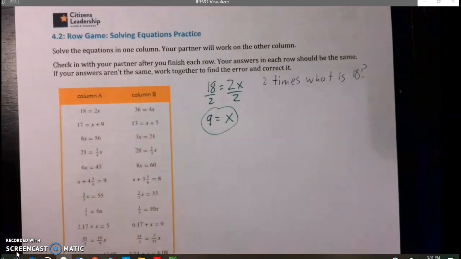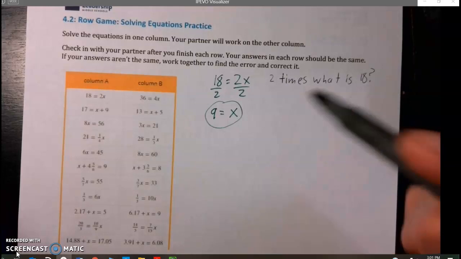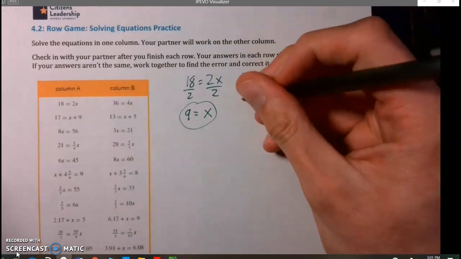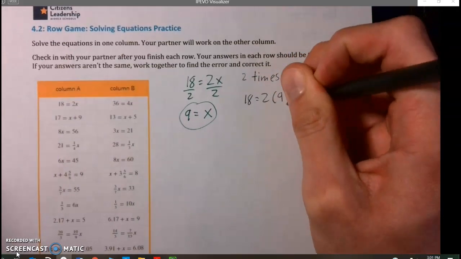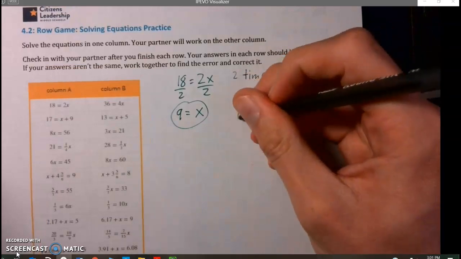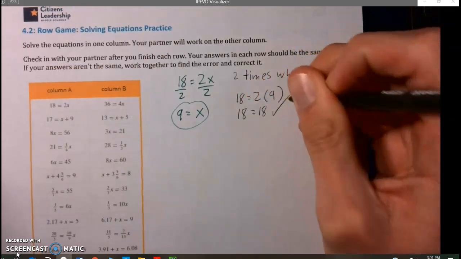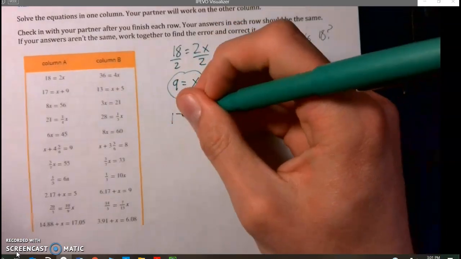And then, as always, I can substitute back in to check my work. So if I substituted my value I just found for x back in, 18 equals 2 times 9. Once again, I'm substituting in this number for this variable, and it works. 18 is 18. All right, so let's work on the next one.